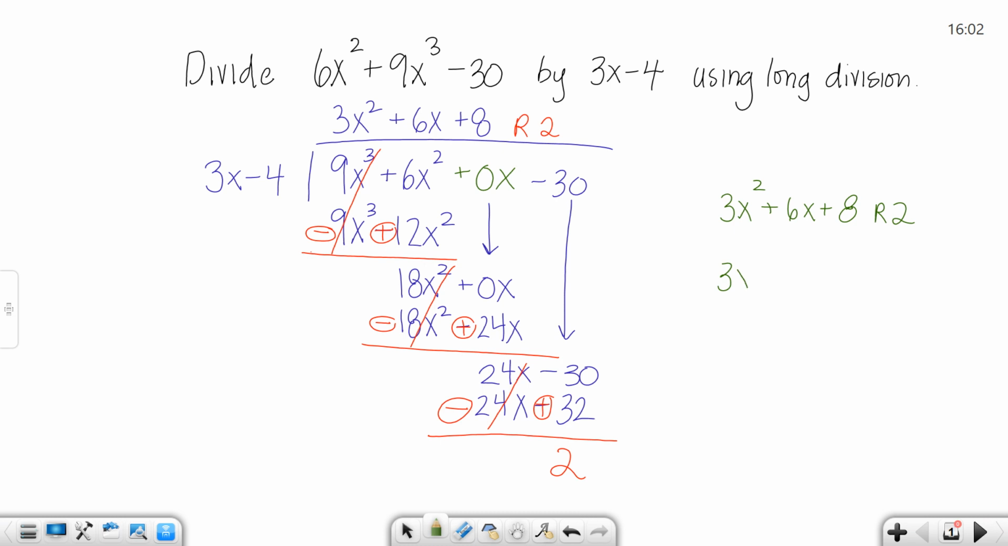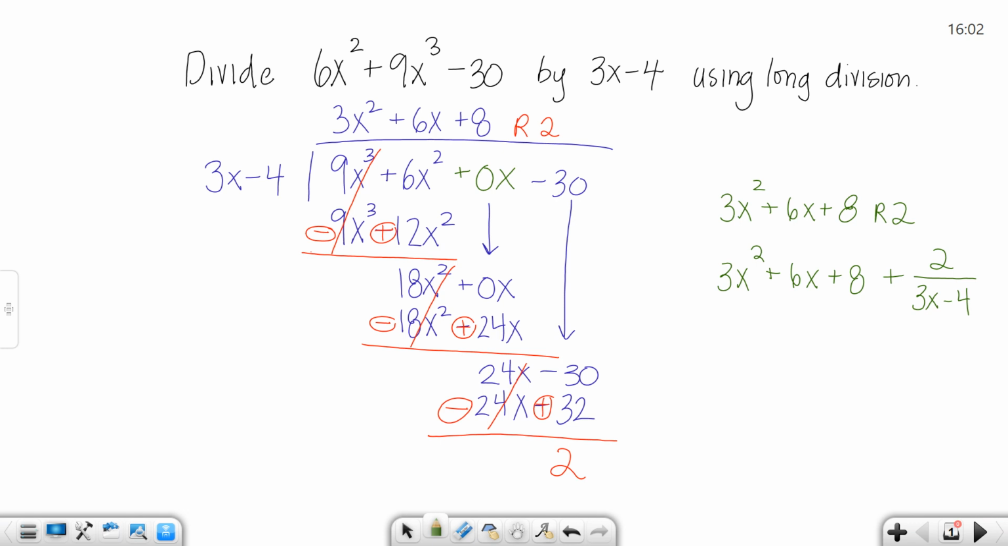Your textbook and your My Math Lab are going to write the answer differently. They're going to take that 2 and put it on the end, over the divisor. So be prepared. I'm not quite sure which way you'll see it in the My Math Lab homework, so it's either one or the other. Make sure you're prepared either way.